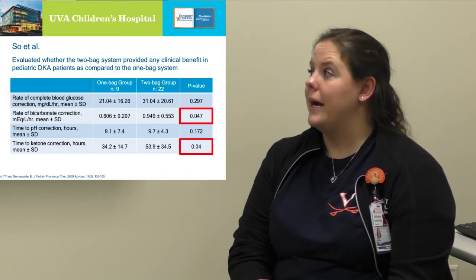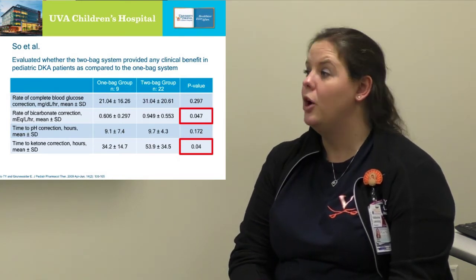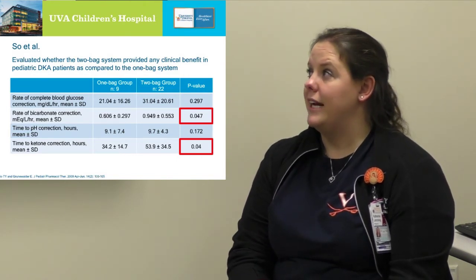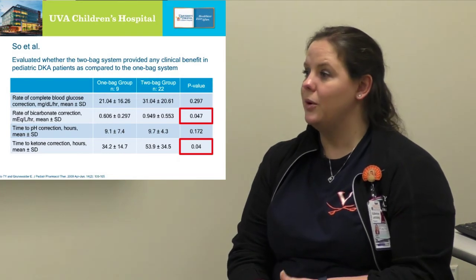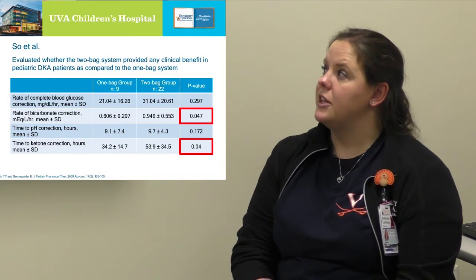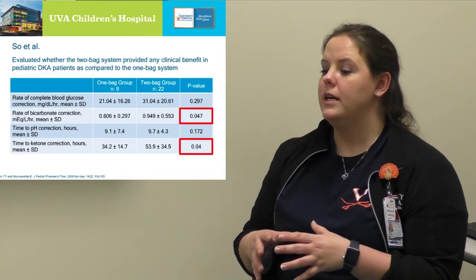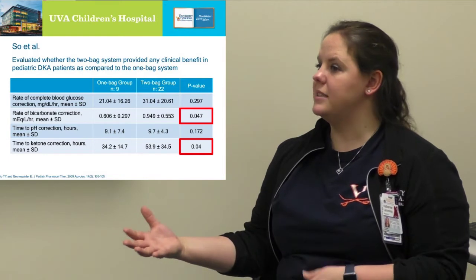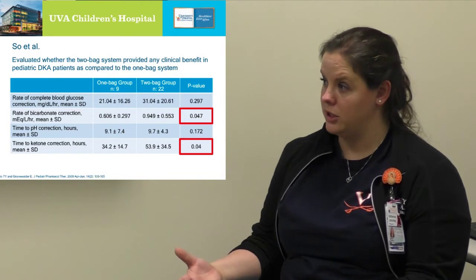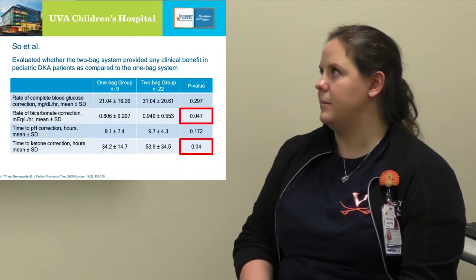As you can see, for bicarbonate and ketone, there was a statistically significant difference in favor of the 2-bag system over the 1-bag system. There was no statistically significant difference in the rate of complete blood glucose correction or the time to pH correction. However, the authors go on to say that the rate of bicarb and ketone correction can be extrapolated to indicate that it can possibly lead to a decrease in length of hospital stay, as well as length of ICU stay for these patients. So there's further studies that are still trying to prove that it does decrease length of hospital stay in these patients.